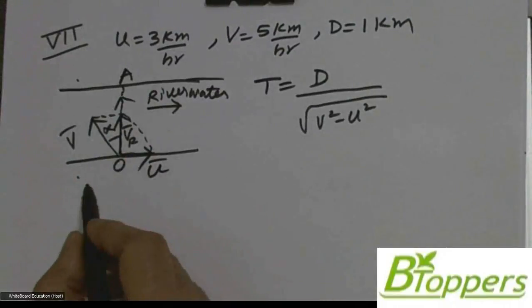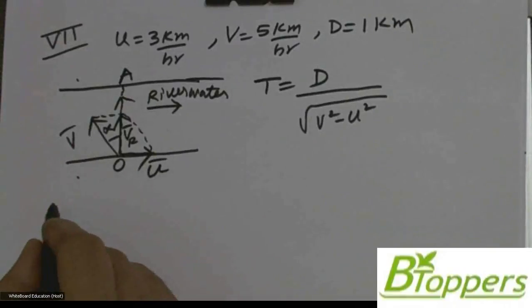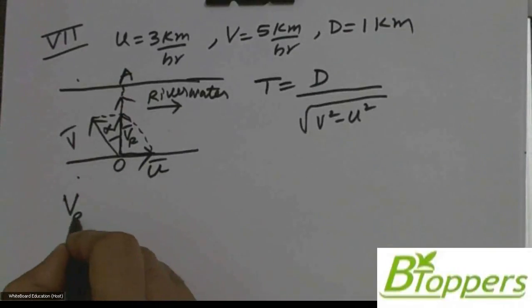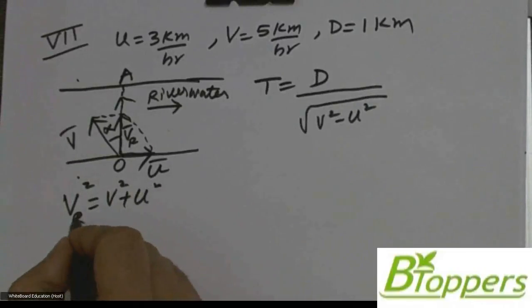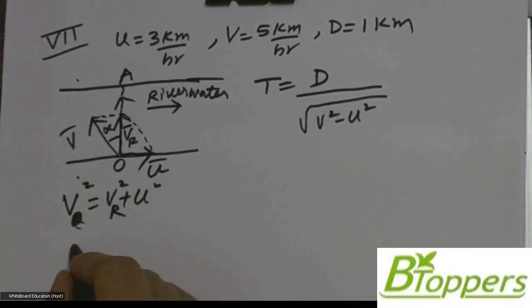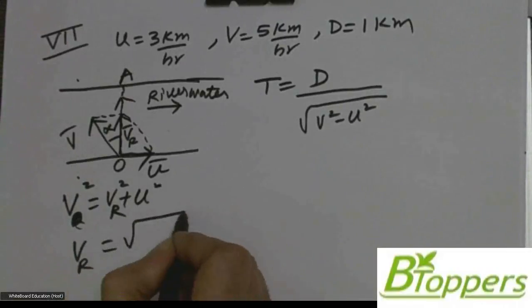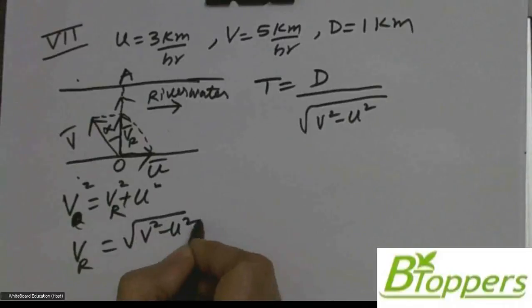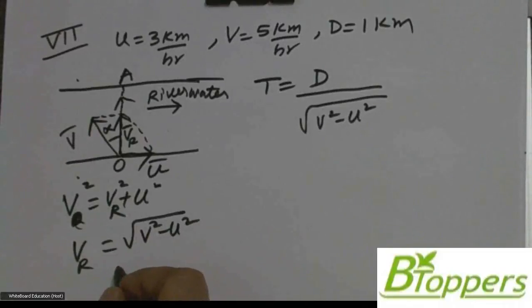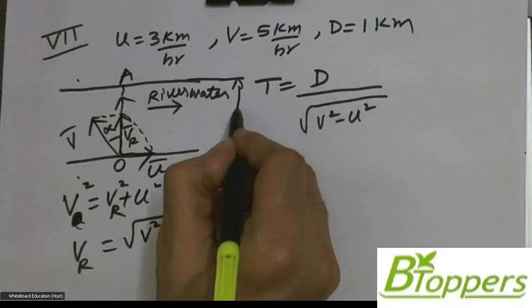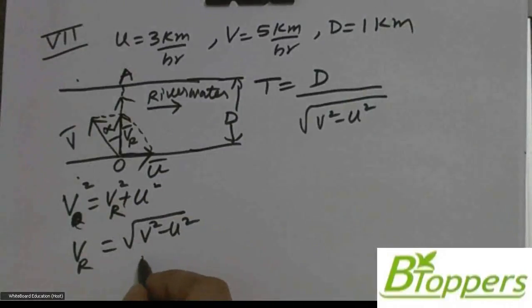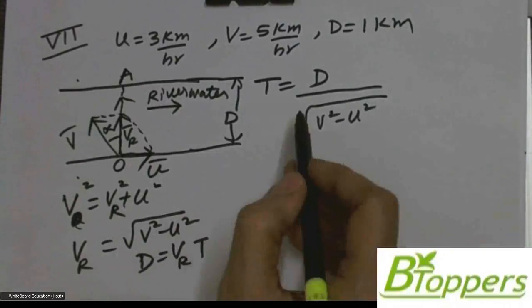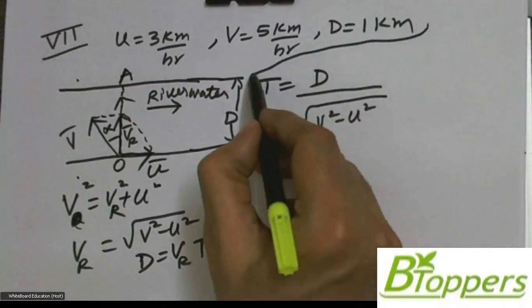So in case you are given this problem for board examination, you must show the working as we have done in case 2 earlier. That is, V square equal to VR square plus U square. From this you get VR equal to root of V square minus U square. In this case, the actual distance covered by the boat while crossing the river is the same as the width of the river. That you can write as magnitude of the resultant velocity into time. Then you can write this step.